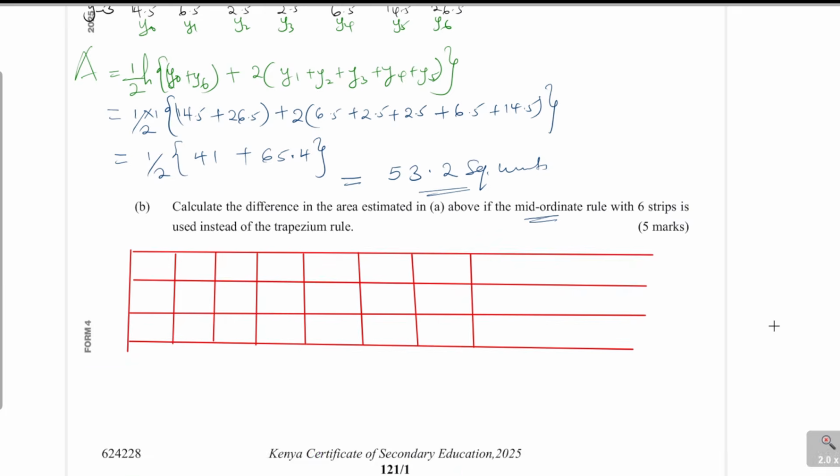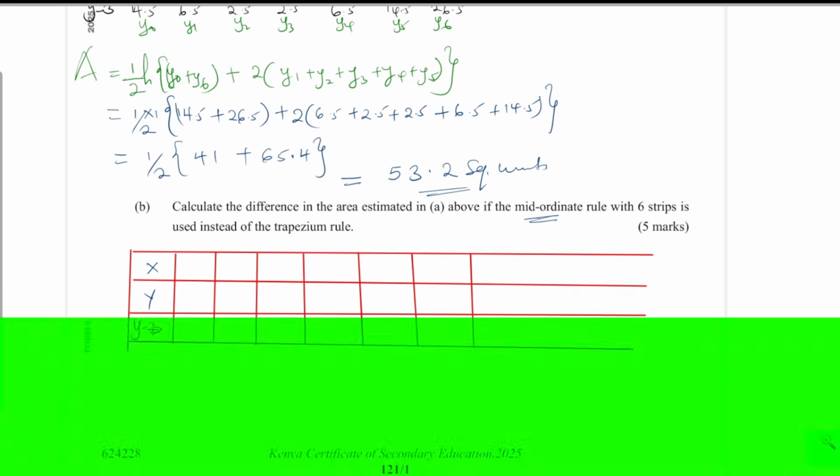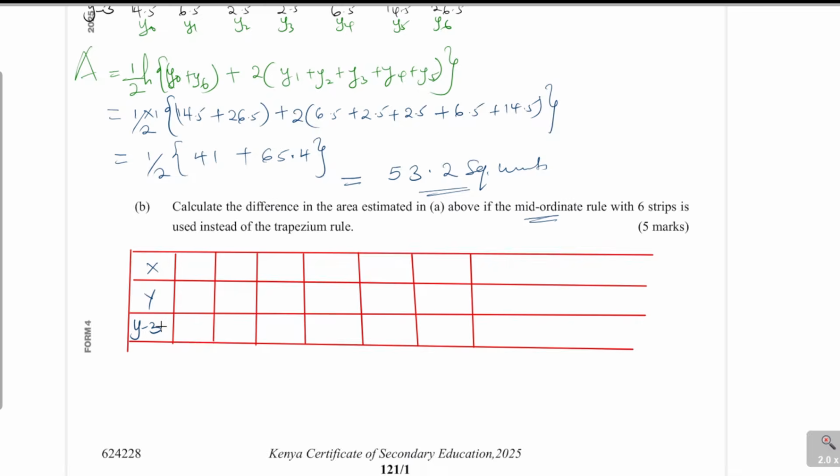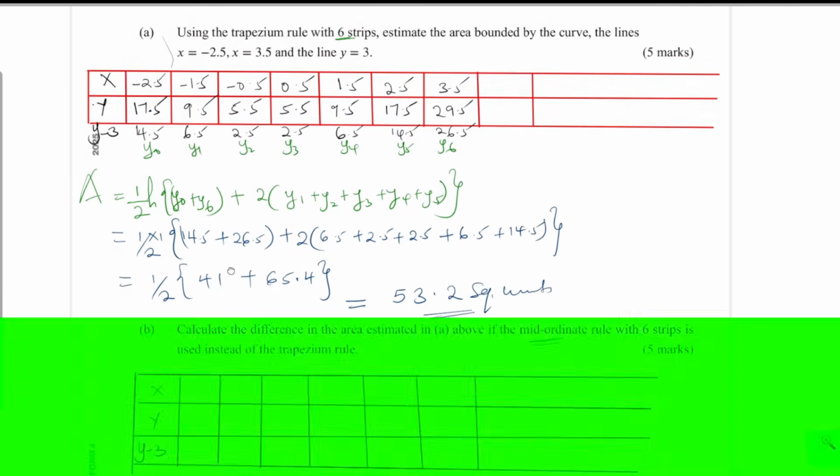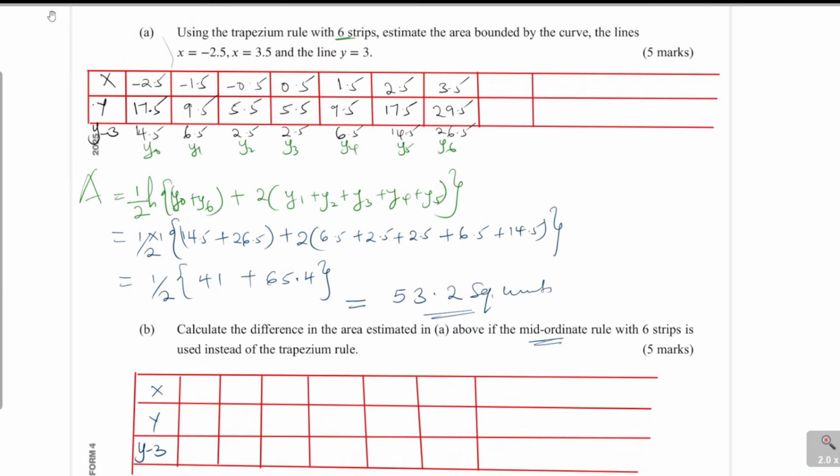I think that one is okay. So we want to extract the heights. So we have x, y, and then we have y subtract 3. We have to subtract 3, and I've explained why we're subtracting 3, because of the area below the line. So now how do we get the points that we're going to use? Because you're using the mid-ordinate rule, we are going to take the midpoint of each of these strips.